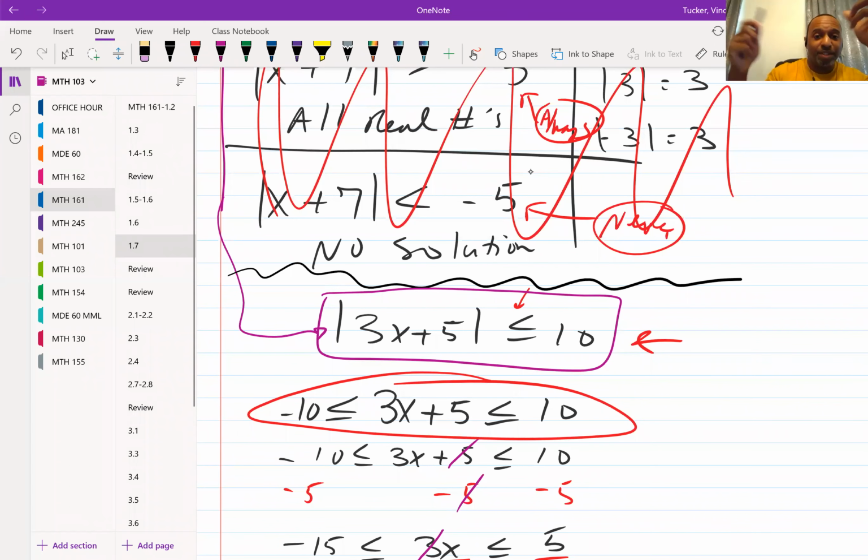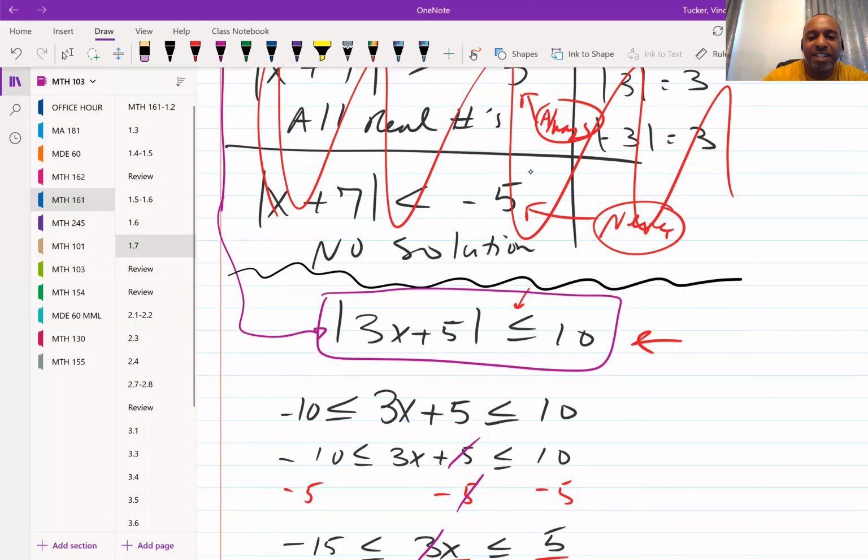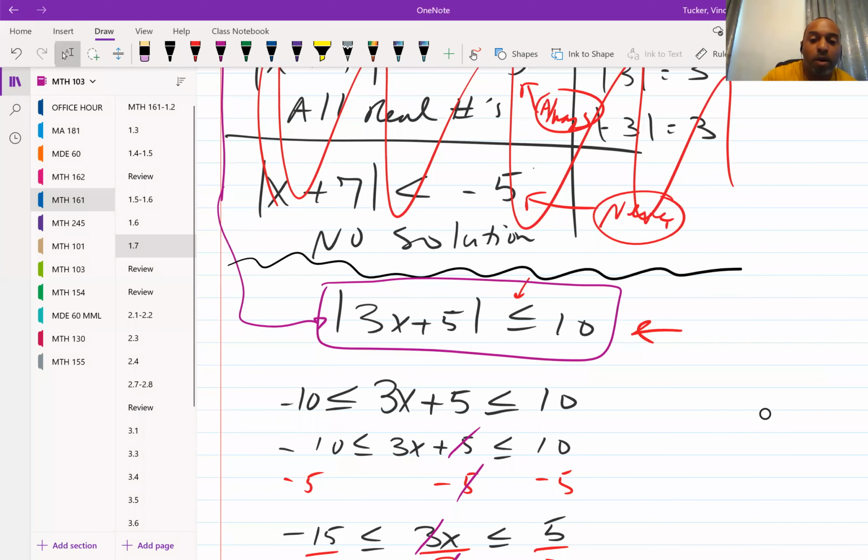I just didn't want to say yes or gloss past it, and then we didn't talk about it since you put it in there. So now we set it up this way because it was less than. So 3x plus 5 is less than or equal to 10, greater than or equal to -10, and then solve the three-part inequality. Solve the three-part inequality by subtracting 5 from all three parts.